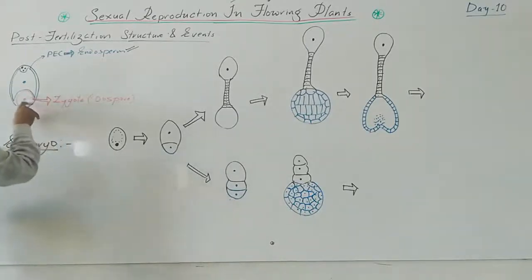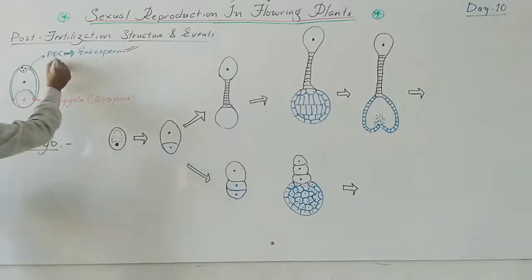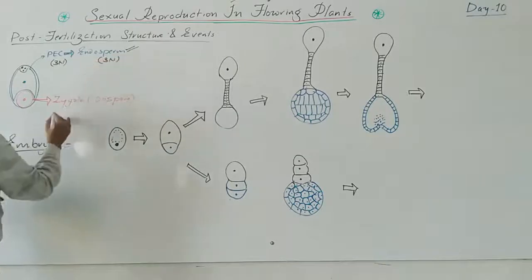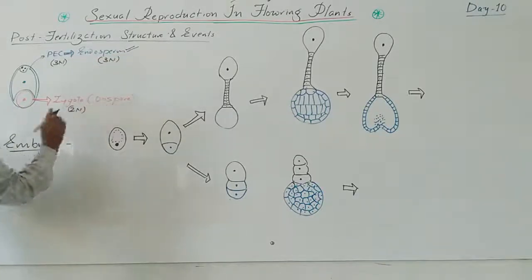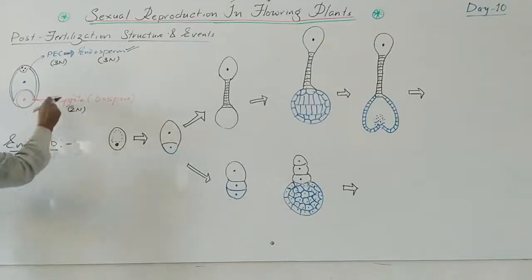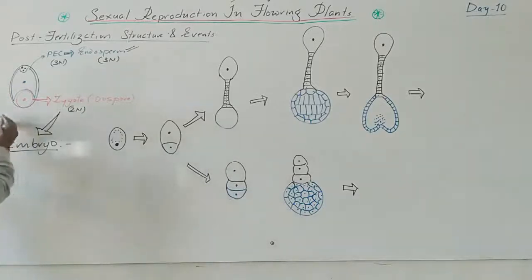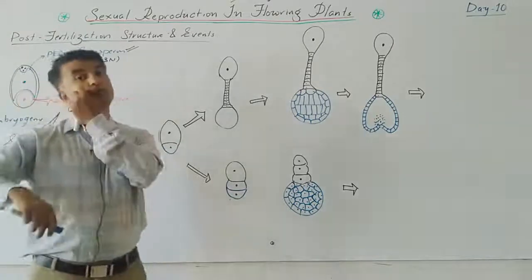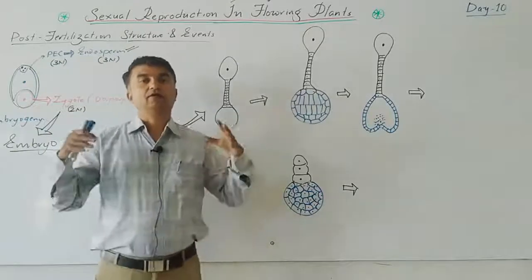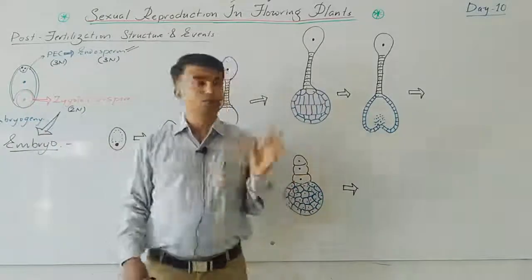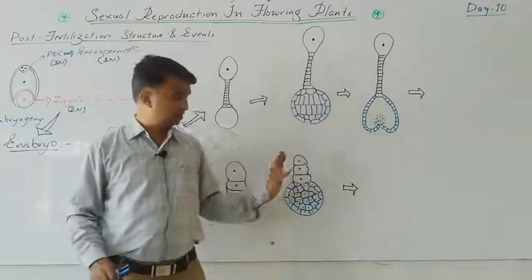This is the product of syngamy, which is diploid in nature. The primary endosperm cell is triploid. The endosperm is also triploid. The zygote is diploid. This is also called oospore. The development of embryo from this zygote is called embryogeny. So embryogeny is how the embryo development takes place. But the pattern of development of embryo in monocot and dicot is totally different, though initially it is the same.